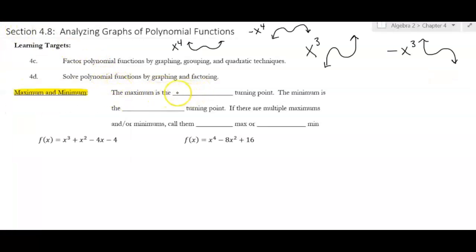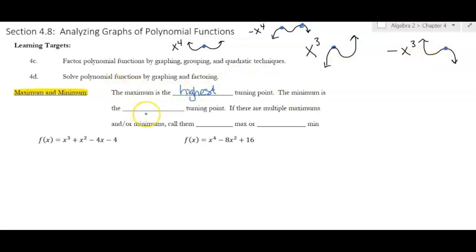And so the maximum is the highest turning point. So I'm going to highlight that here. This is the max. This one's a max. This is a max. So if you notice, on a positive x to the fourth, there was only 1 max. But on a negative x to the fourth, there was 2. So sometimes that'll happen. On x to the third, there's only 1 max each.